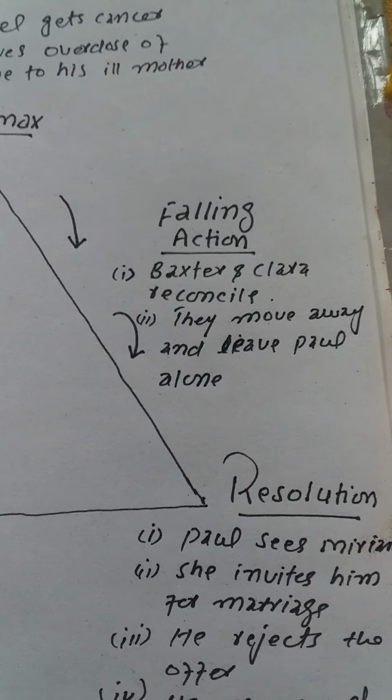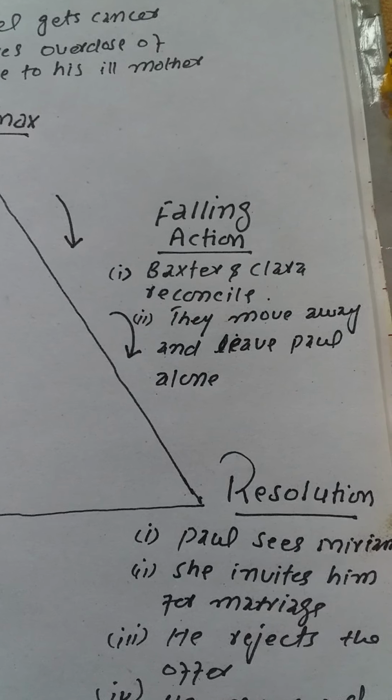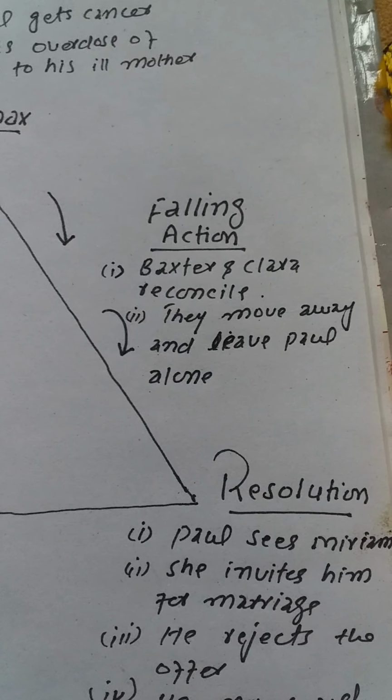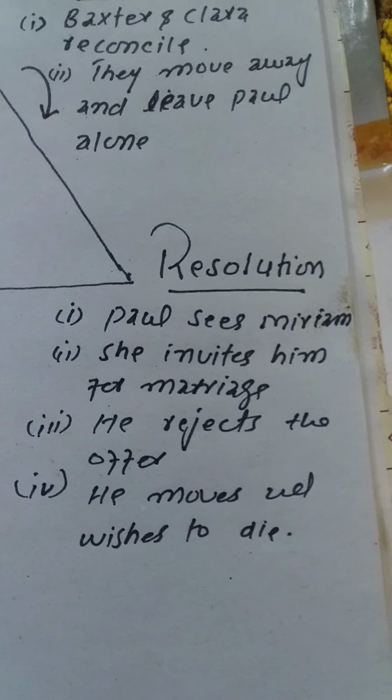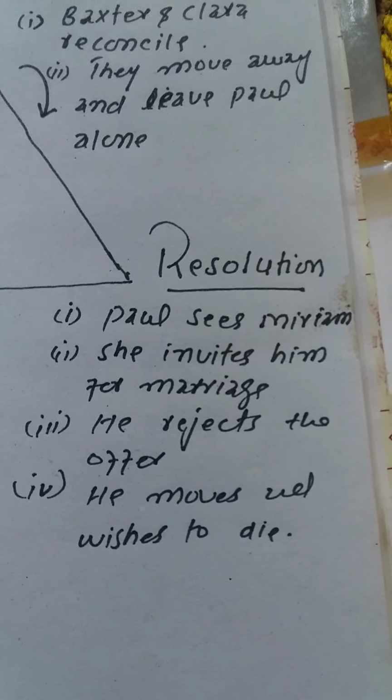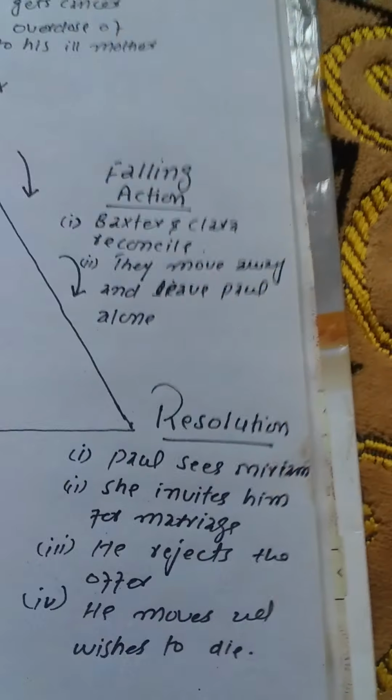In falling action, Paul invites Clara. Baxter and Clara reconcile and start life once again. They move and leave Paul alone. In resolution, Paul sees Miriam. She invites him for marriage. He rejects the offer.